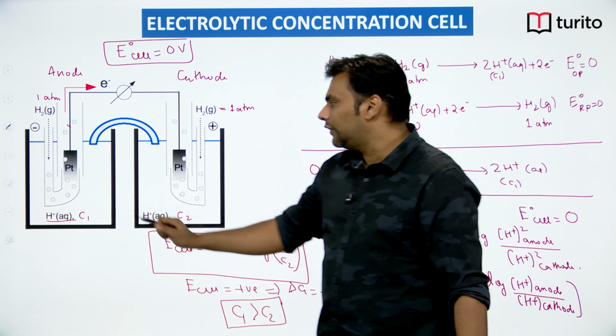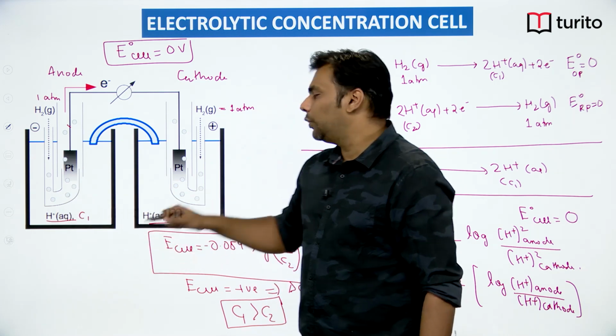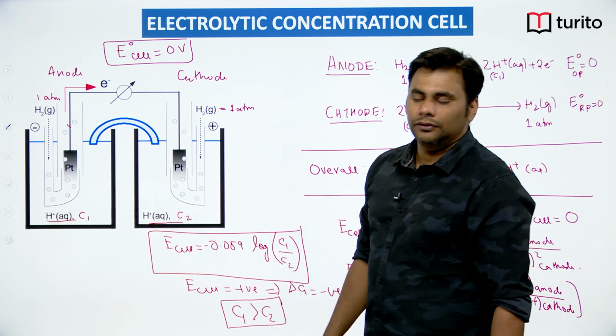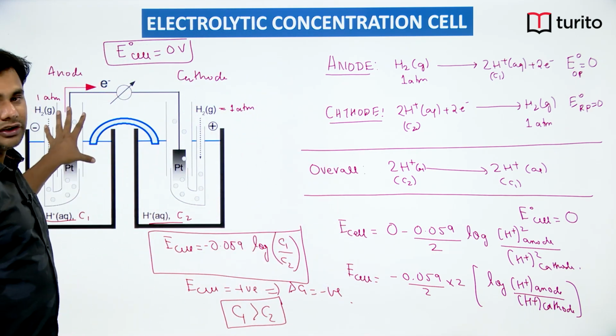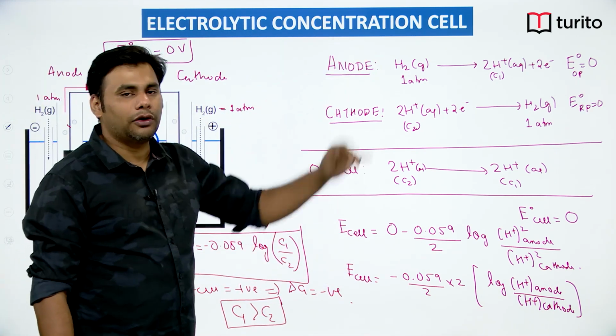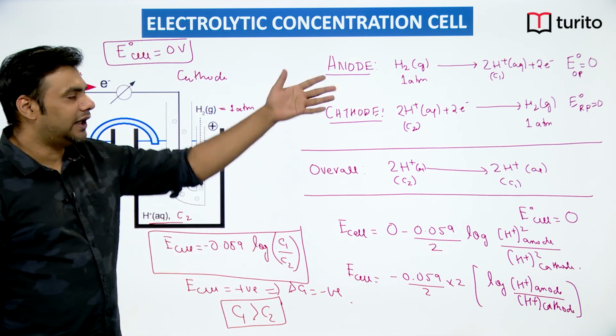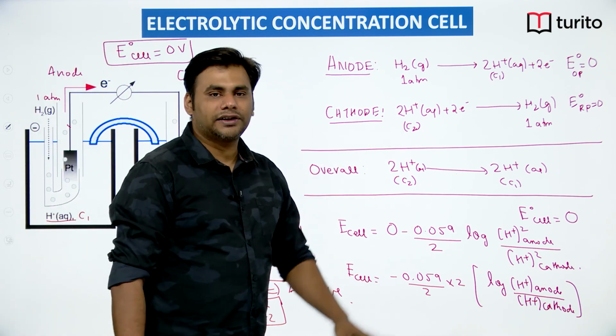When the concentration of H plus ion in the anode is more than that in the cathode. Okay, so you have to just look at the standard process. At anode, oxidation is taking place, so H2 is getting oxidized. At cathode, H plus is getting reduced. So overall, this is the reaction which is happening.